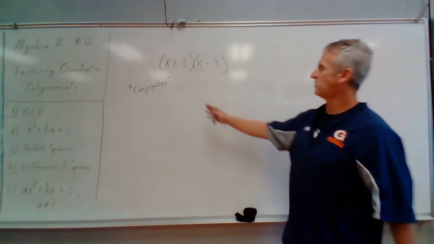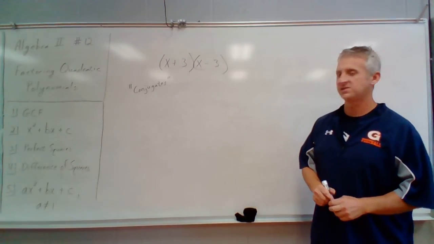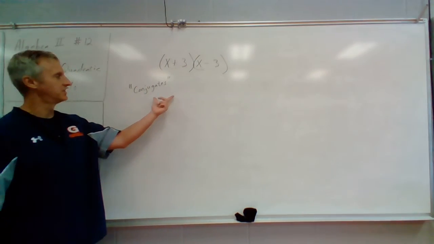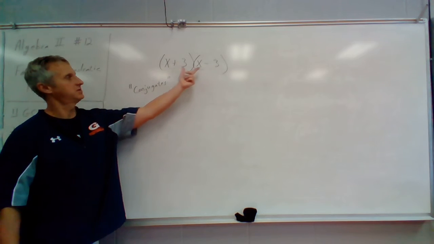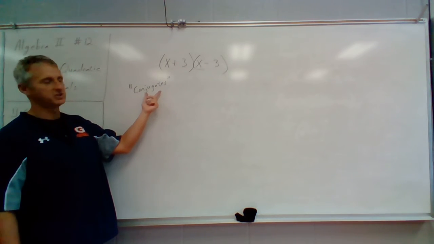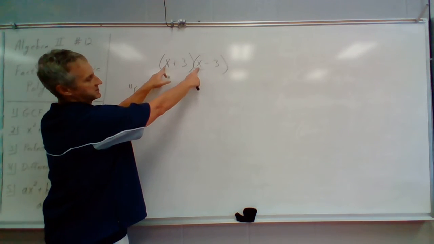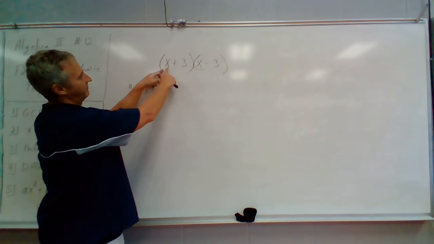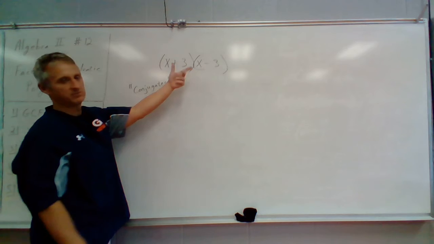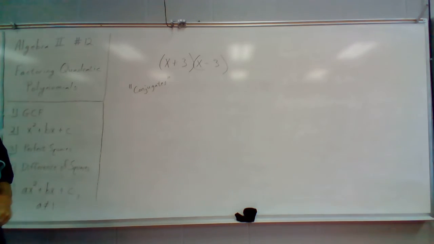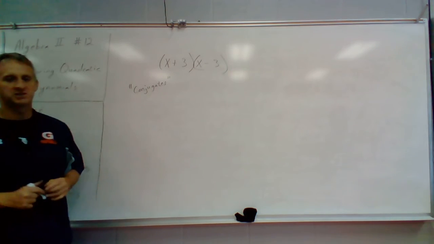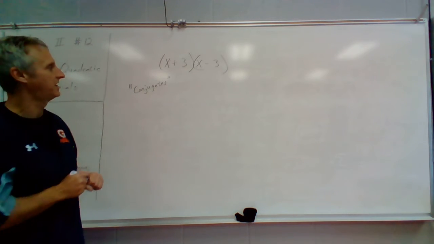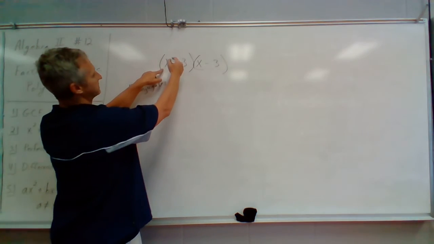All right, let's multiply these two binomials together. These two binomials are special. They're called conjugates. So conjugates look like this. The first two terms are the same, and the second two terms are opposites. So I have x plus something, x minus something, where the somethings are the same. So x plus 3, x minus 3, those are conjugates. When you multiply two conjugates together, something really special happens. So let's see what that is.